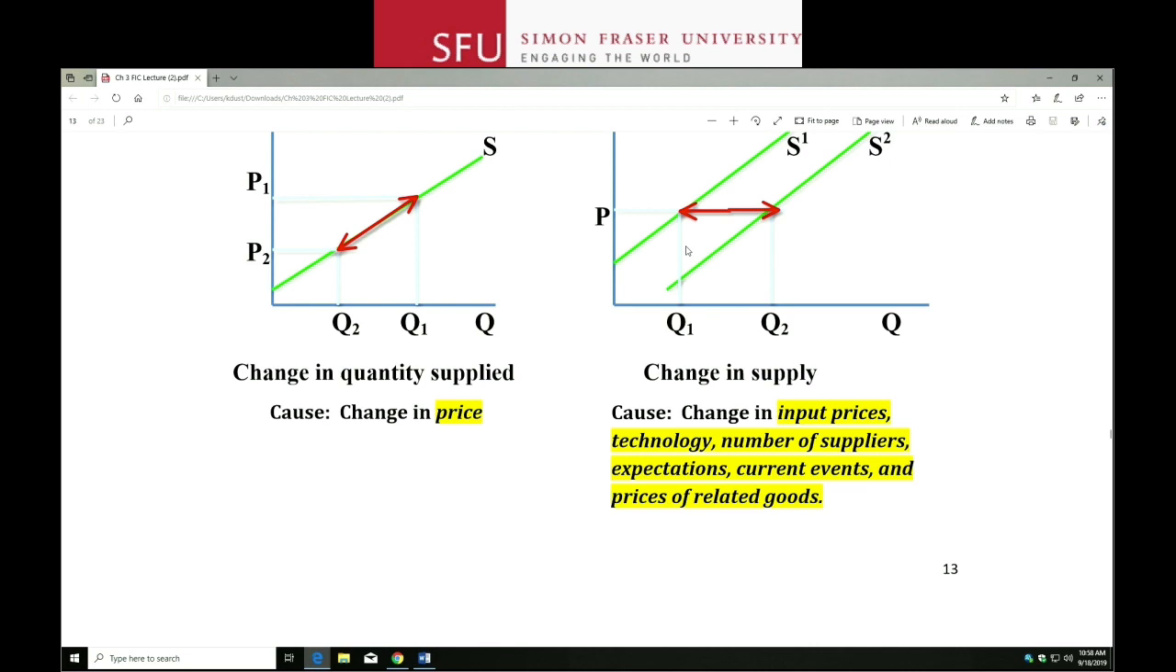All right, any questions? Okay. Yeah. One thing I don't really understand is that, just because the profit margin increases, why would they want to produce more?